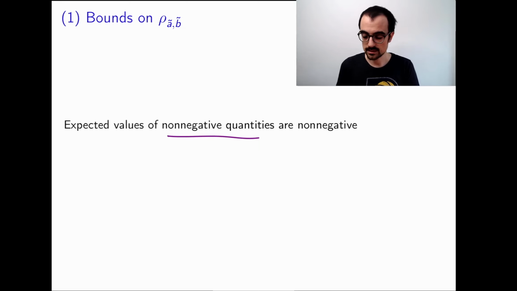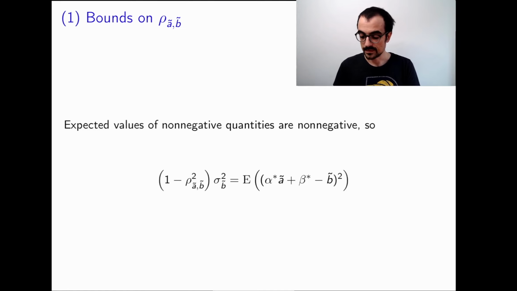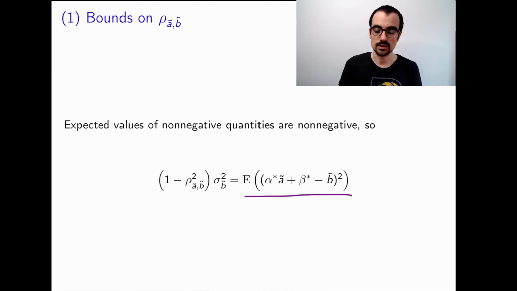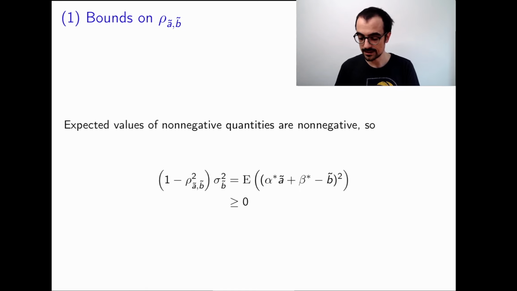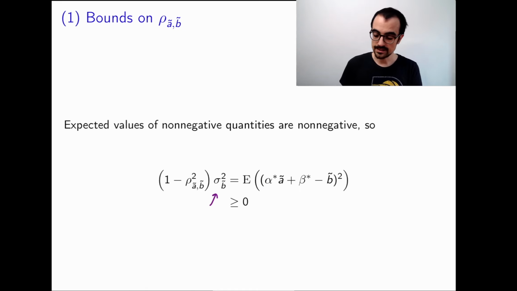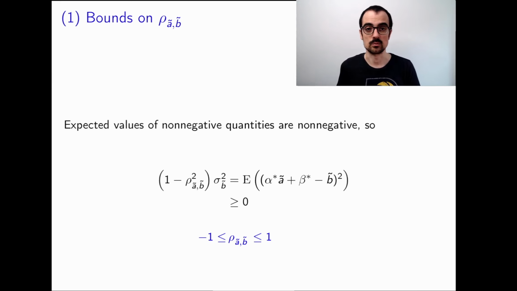How are we going to use this? Well, we have established that the mean squared of the residual is equal to this quantity. But this mean squared is actually the expected value of a non-negative quantity, because this guy is squared. So this means that this quantity is always non-negative. The implication is that unless the variance of b is 0, then the square of the correlation coefficient is always smaller or equal to 1, which means that the correlation coefficient is between minus 1 and 1.